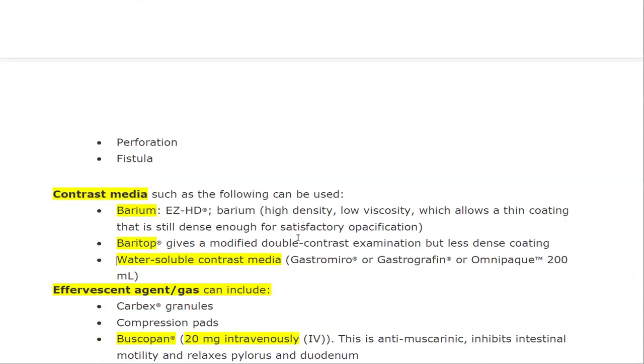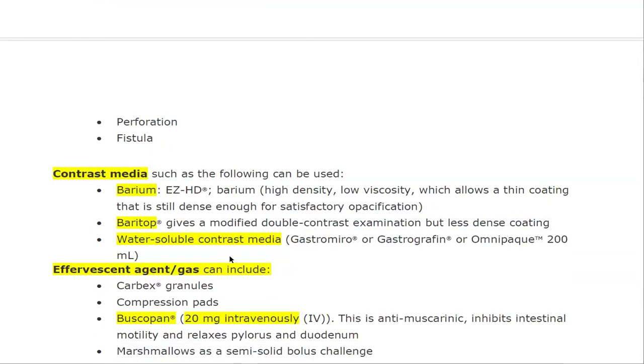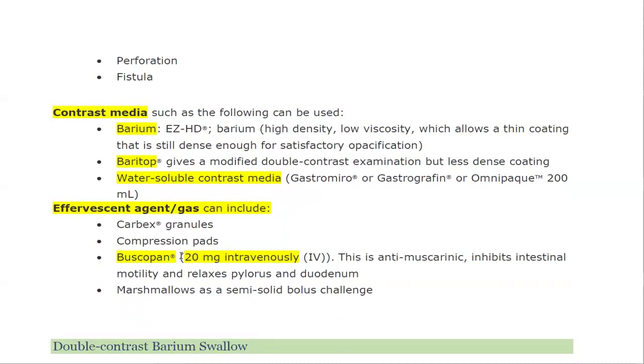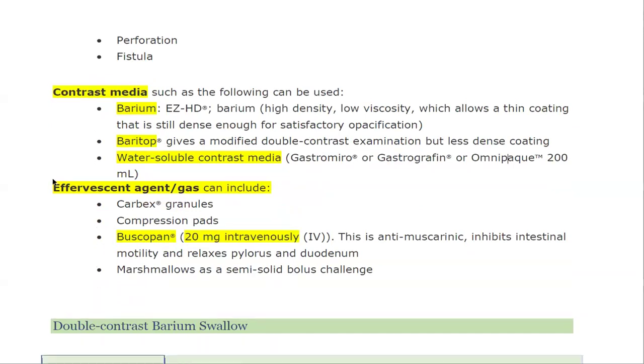Barium is a double contrast examination, but with a less dense coating. Okay, because it will have double contrast media and water soluble contrast media, such as Gastrografin, Gastrocopine or Omnipaque. All of these can be used as a water soluble contrast media for your investigation of the upper GI. You will also need gas, and if you are going to do double contrast, you may need a compression bed, but this is very important and quite frequently asked in the examination.